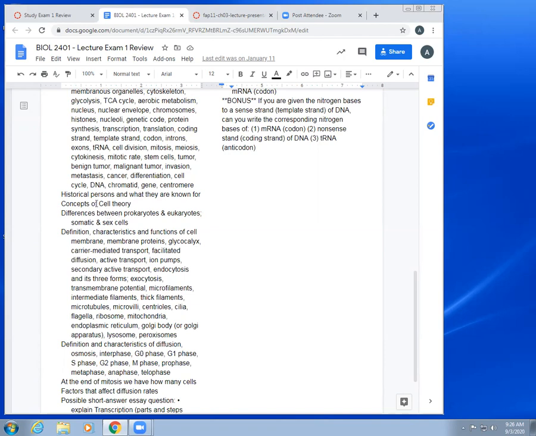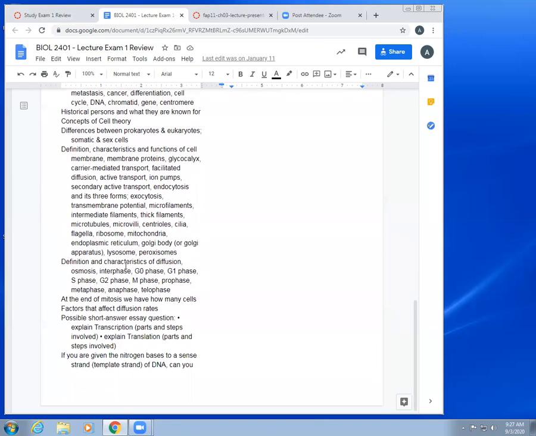All right, so we have concepts of cell theory. It's also in the full notes. Differences between prokaryotes and eukaryotes. Definition of characteristics of functions of the cell membrane, membrane proteins, these different parts of the cell, different cell processes for membrane transport: active and passive transport, endocytosis, exocytosis, diffusion, osmosis, phases of mitosis in the cell cycle.